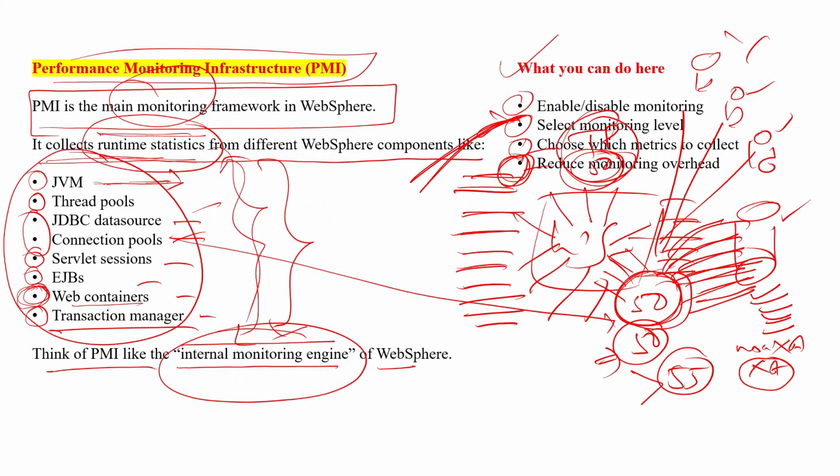That means if you want to collect metrics only for JVM, you can enable only for JVM. If you want to check only the utilization of your connection pool and data source, you can enable it only for the JDBC data source or connection pool, right? So it's not like you need to enable it for each and every subsystem.